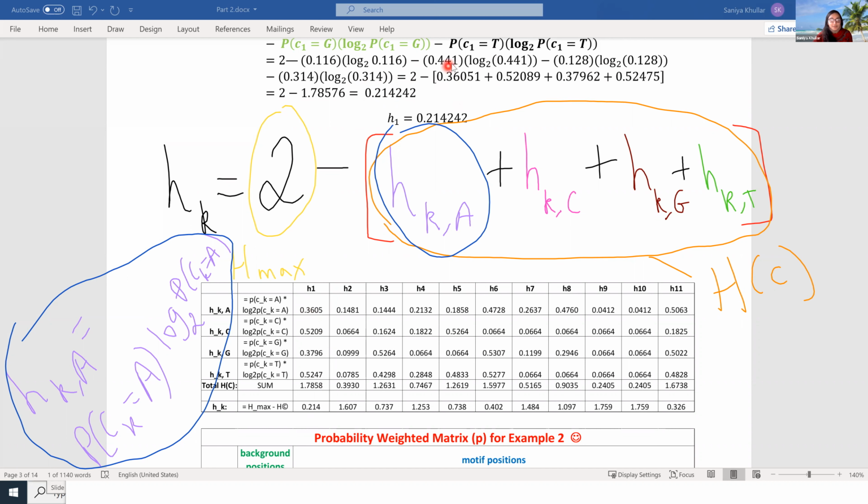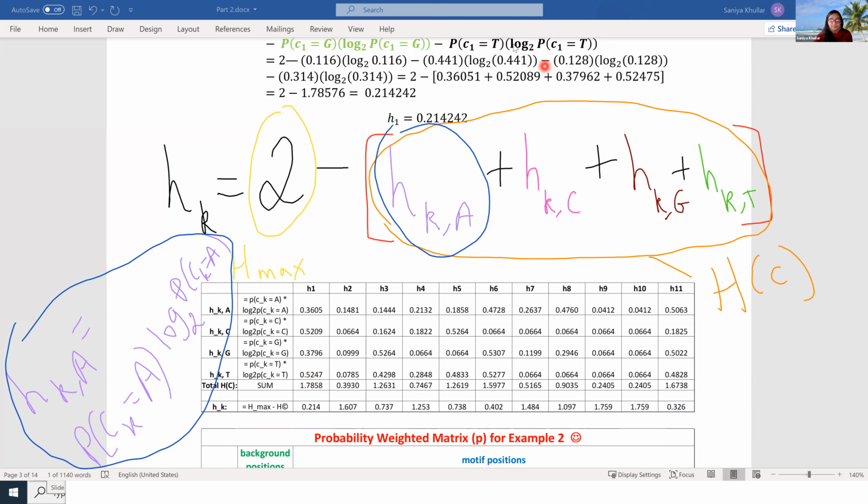This value right here maps to this value right here. This value maps to this value. This value maps to this value. And this value right here, 0.5247, maps to this value right here. Then you sum them up and you get this value. That's what this sum value is: you just sum these values here and you'll get this.